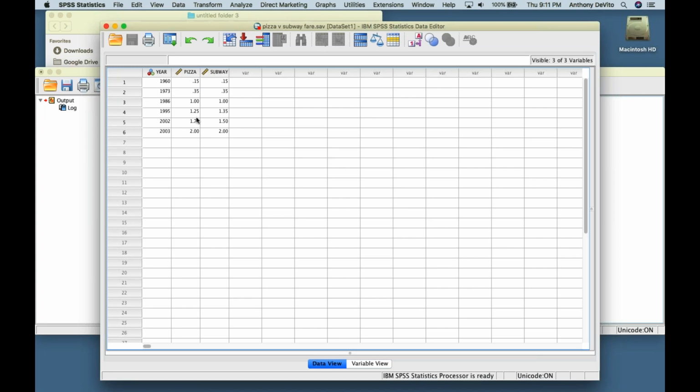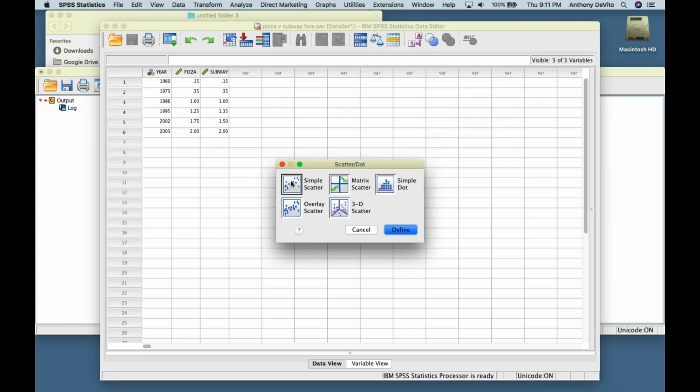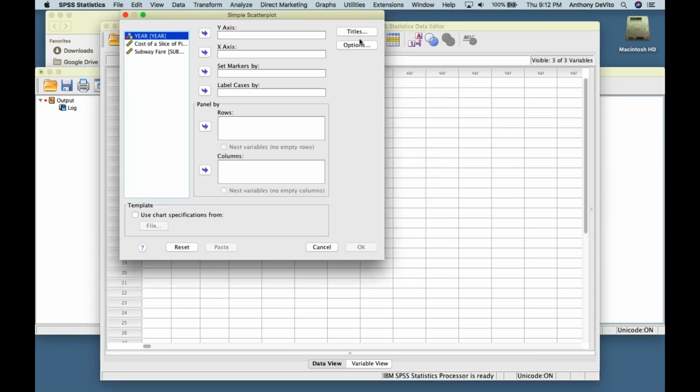So how would I see if these are associated? The first thing I would do is say to myself, let me get a look at this graphically, to see if there's an association graphically. So I'm going to graph this. I like to use legacy dialogs. I just want a simple scatter dot. In a scatter dot, you're going to assign a dot that represents the x-axis and the y-axis for these two variables. So you would be plotting a dot for each pair of values. I'm going to go ahead and plot that.